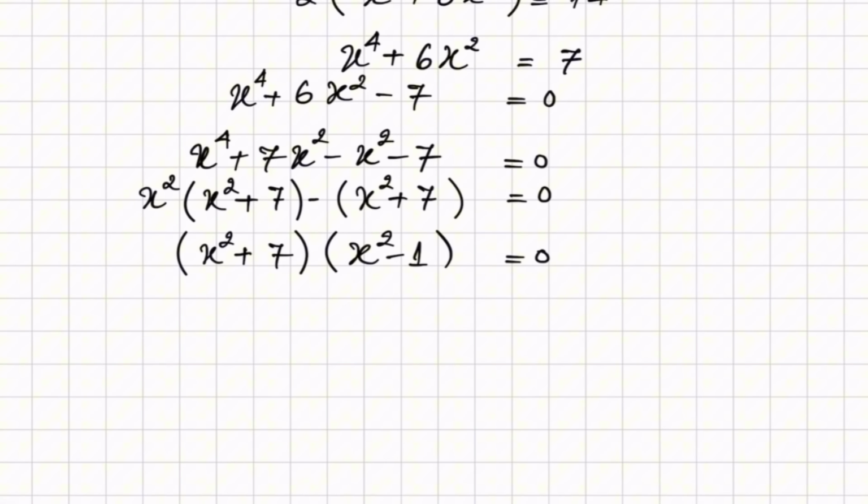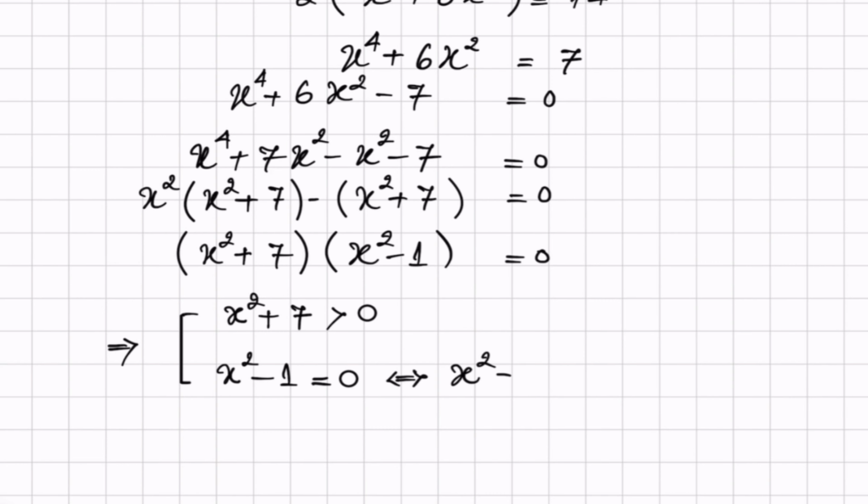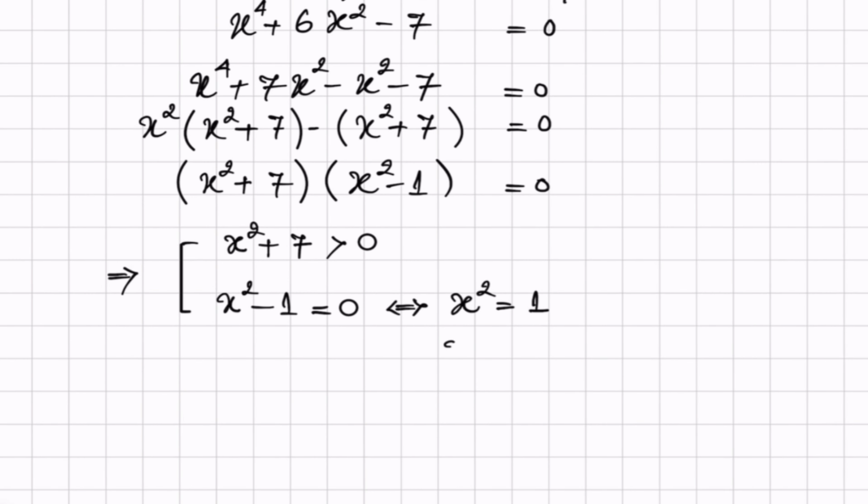So when we have two factors multiplied with each other equal to 0, then we give each factor equal to 0. But x^2 + 7 is always greater than 0. Okay, so then x^2 - 1 is equal to 0. So then x^2 equal to 1. Then we will get x equal to plus or minus the square root of 1. That will be x equal to plus or minus 1.